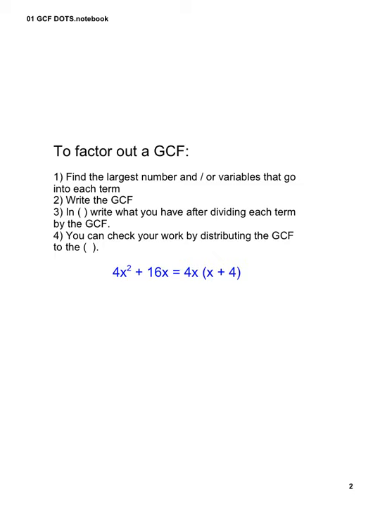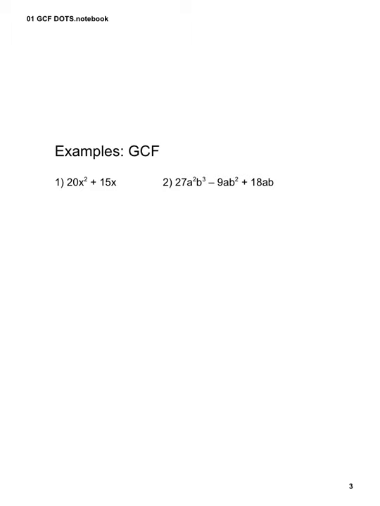So if we look at this, if I wanted to factor this, I know I can take out a 4x. That's my GCF. And if I divide each of the original terms by the 4x, I would be left with x plus 4. So my answer, if I factored, is 4x times (x plus 4). Okay, let's try a couple of examples.